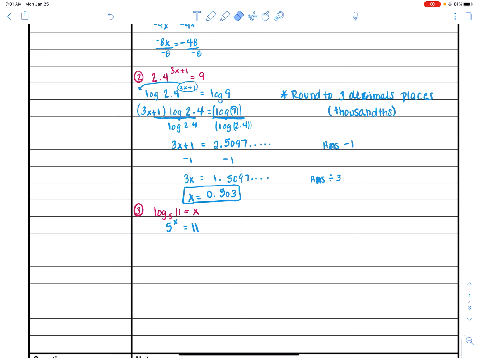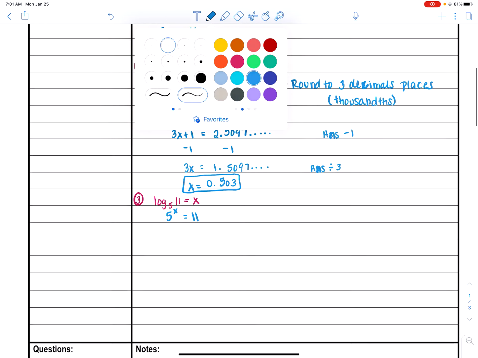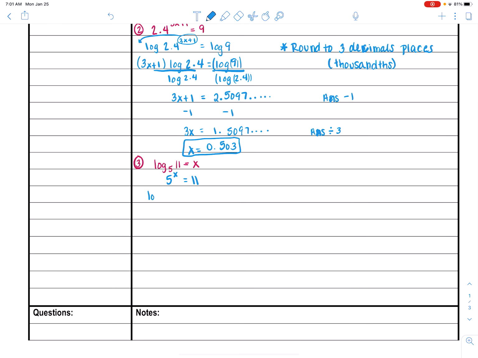Now I have it in exponential form, but I'm stuck with a base of 5 and a base of 11, and there is no way to make those the same base. So I need to take the log of both sides. So log of 5 to the x equals log of 11.